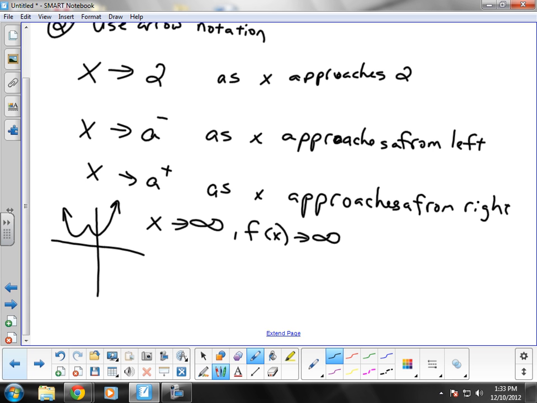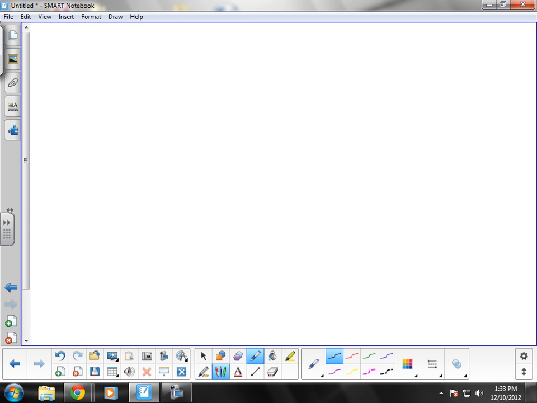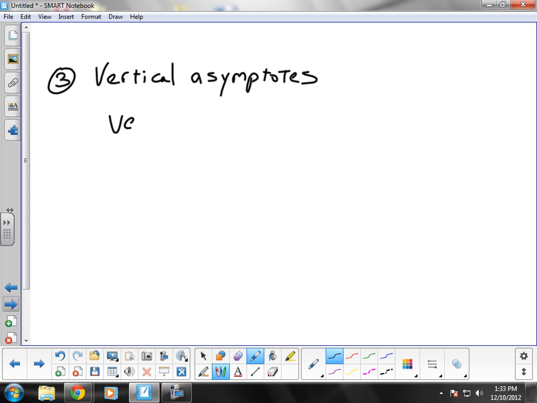All right. So objective 3 is talking about vertical asymptote. Does anybody remember from last year what a vertical asymptote is? What is it? It's like a break in the graph. It's a vertical line that we can't cross over, can't touch it. And where did it come from? Something messed up about the domain. That's exactly right.